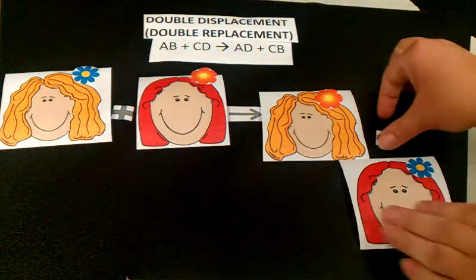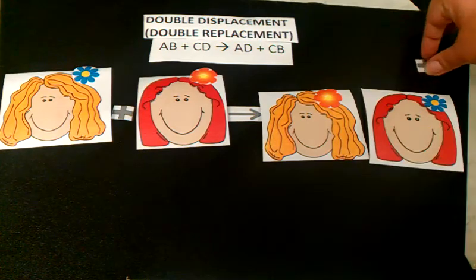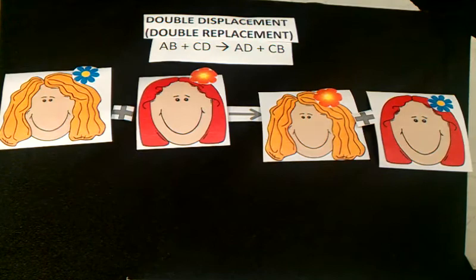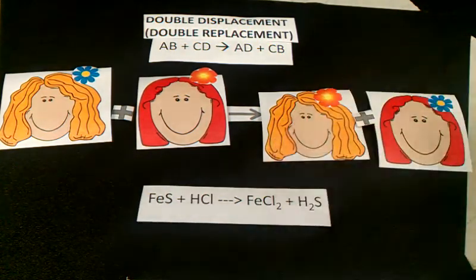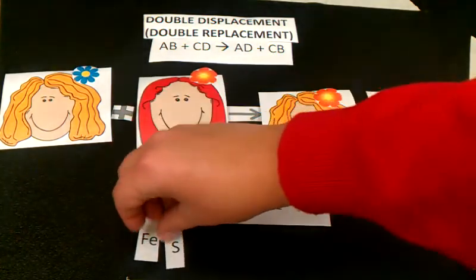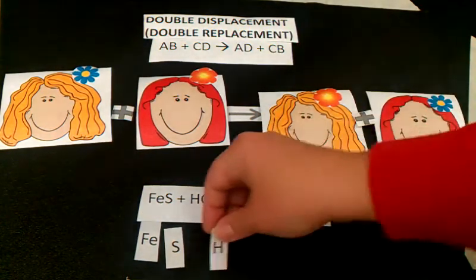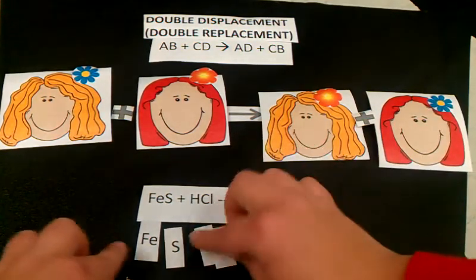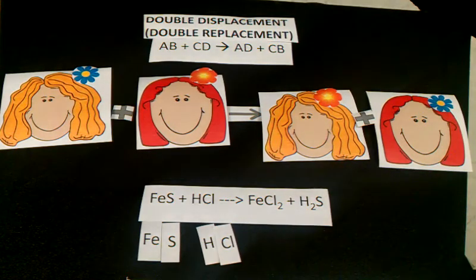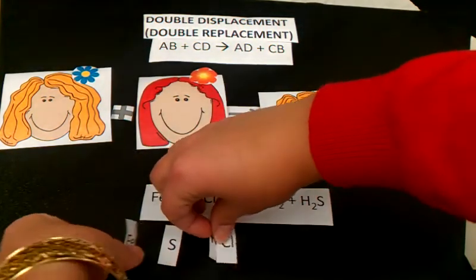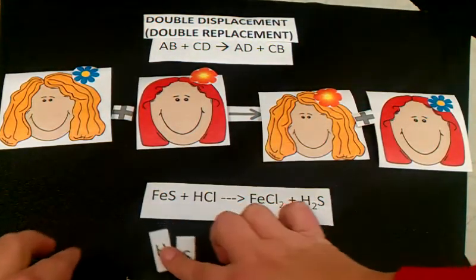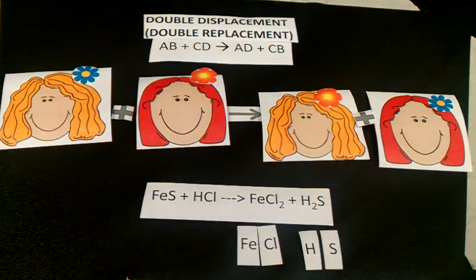All right, so let's look at some examples of this. Now we're ready for this iron sulfide. We've got iron and sulfur bonded, and we've got hydrogen and chlorine bonded. When they react, the iron and the hydrogen are the cations, so they are going to just trade places. So we have iron bonded to chlorine and hydrogen bonded to sulfur.